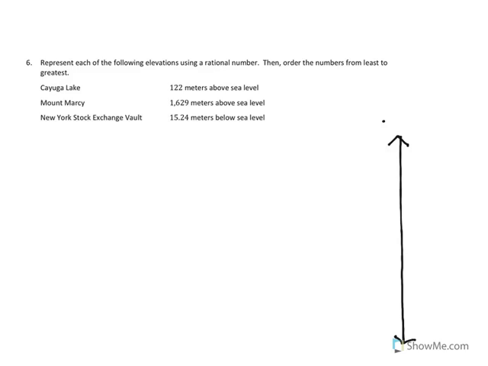All right, I drew the number line first. 122 meters above sea level. What would that integer be? All right, that integer would be 122, positive. The next one is 1,629 meters above sea level. What would that integer be?